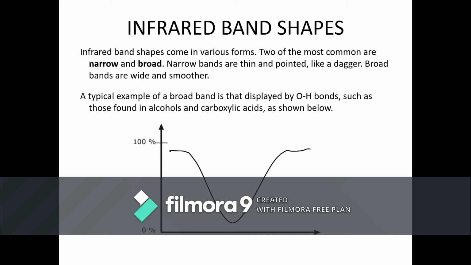Infrared band shape comes in various forms. Two of the most common are narrow and broad. Narrow bands are thin and pointed, like a dagger. Broad bands are wide and smoother. A typical example of a broad band is displayed by the OH bonds, such as those found in alcohol and carboxylic acid, as shown below.